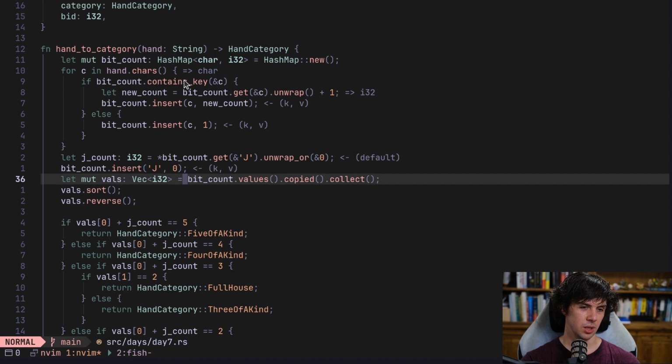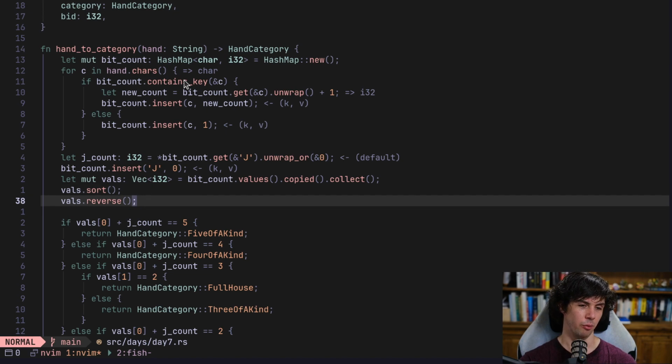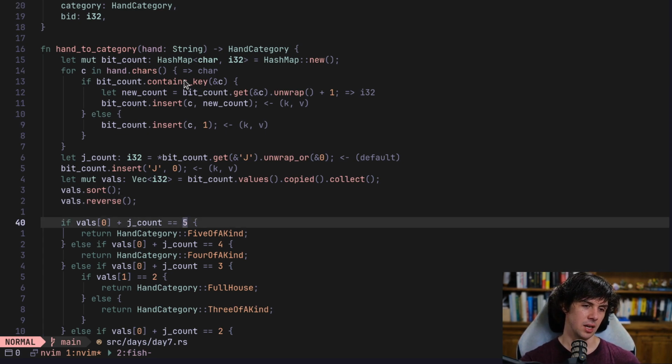What we then do is we grab all of the counts, all of the different numbers of cards that we gathered. Doesn't matter which is which in terms of our ranking. We sort them, and then we reverse that list. So we have, let's say we had 5 queens. This will be one single value, which is 5. If we had 4 queens and a 2, this would be then 5, 2. We then look at the highest value in our sorted list.